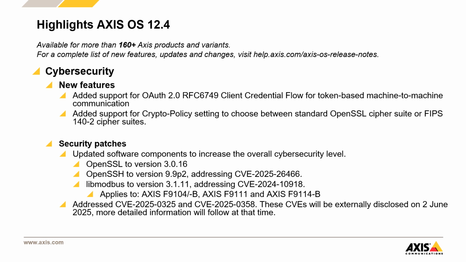Second, we have introduced a new crypto policy setting, providing users with the option to select between the standard OpenSSL Cipher Suite or FIPS 140-2 Cipher Suite, commonly referred to as FIPS mode. In addition to these new features, we have updated various software components to increase the overall cybersecurity level. Notably, with 12.4, we also addressed the two-axis CVEs. These CVEs will be publicly disclosed on the 2nd of June with more detailed information.